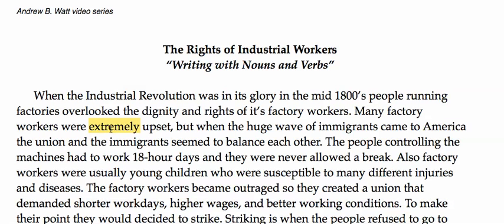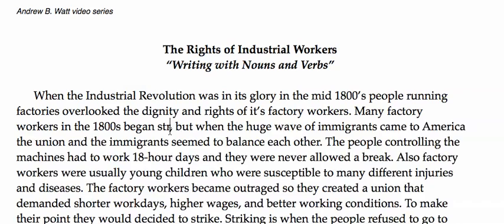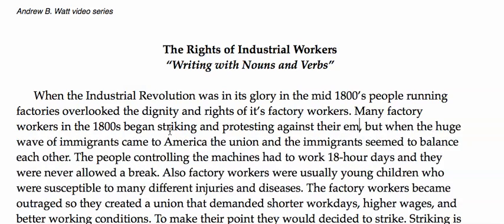The same goes for this word, extremely. Well, when I get extremely upset at my mother, she might start crying because she's extremely upset. But I know other people who, when they get extremely upset, protest in the streets. And so we want to make clear that many factory workers in the 1800s began striking and protesting against their employers.